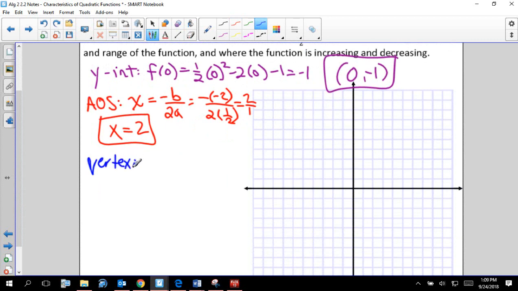And we do our vertex. And remember our vertex, we take our axis of symmetry and we plug it in. We do f of 2. So 1/2 times 2 squared minus 2 times 2 minus 1. So 1/2 of 4 is 2, minus 4, minus 1 is negative 3.